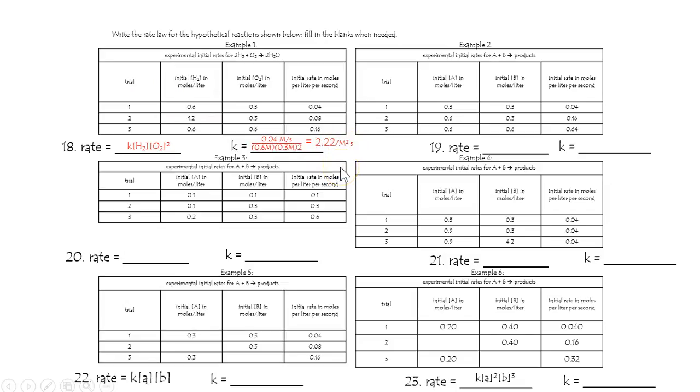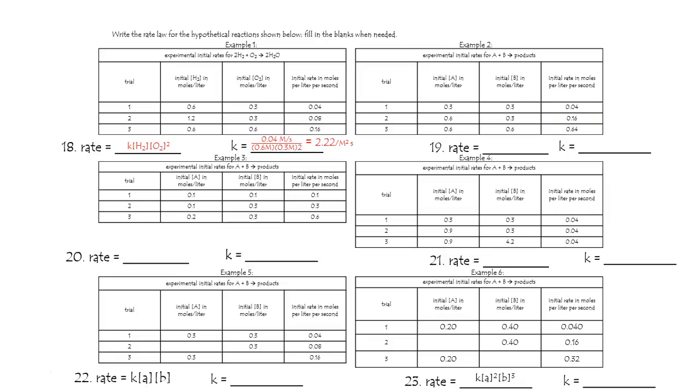Okay, for example 2, A plus B turns into products. They're doubling A while keeping B constant in trials 1 and 2, but this leads to a fourfold increase in reaction rate, therefore I believe it's second order. I'll say it again. Doubling the concentration leads to a fourfold increase in rate, therefore second order.